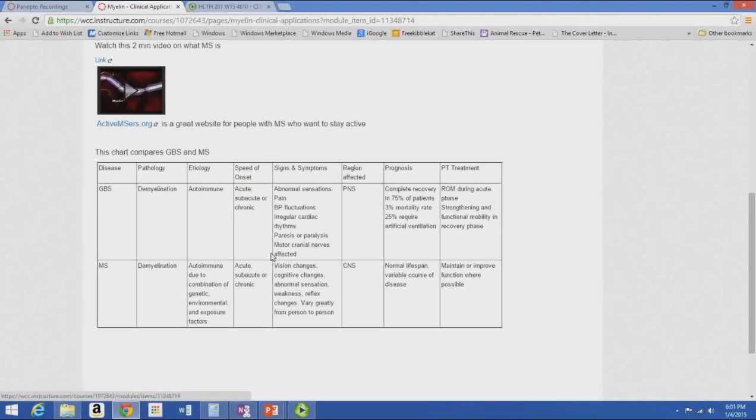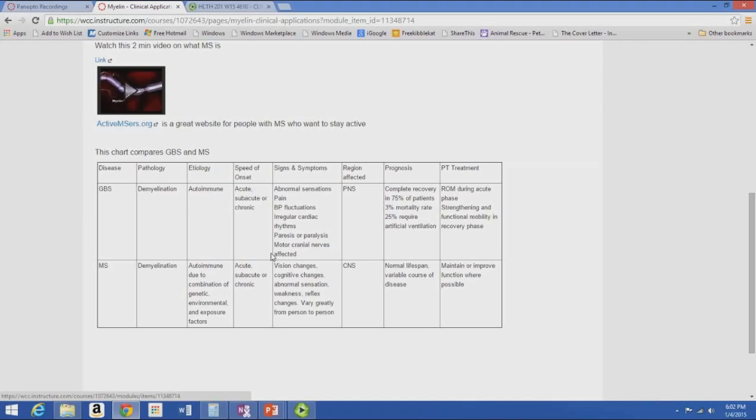So with GBS and MS, the pathology for both of them is demyelination. Both of them are autoimmune. The etiology is autoimmune for both of them. The speed of onset is similar, or you can have acute, subacute, and chronic for both of those. The signs and symptoms are going to be different. You can read through those signs and symptoms. With GBS, it's the peripheral nervous system that's affected. With MS, it's the central nervous system.